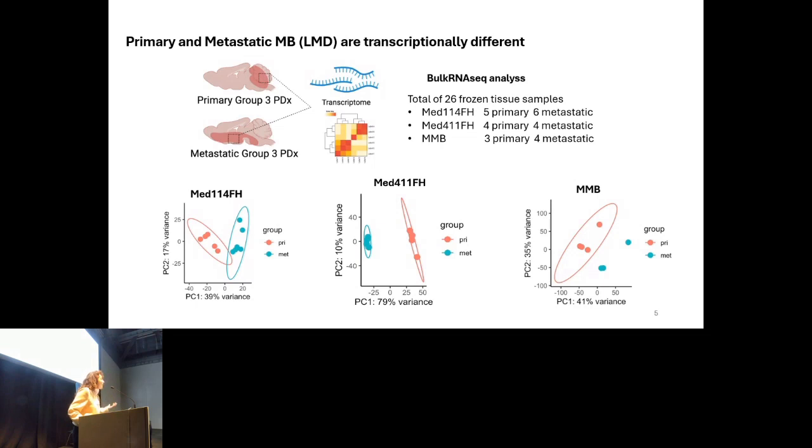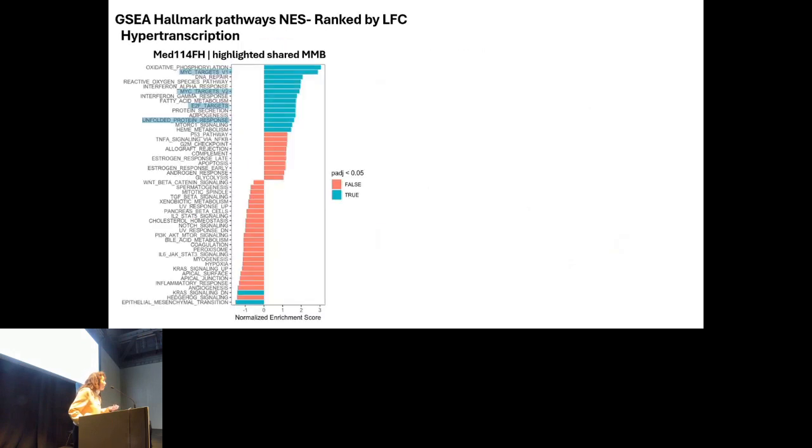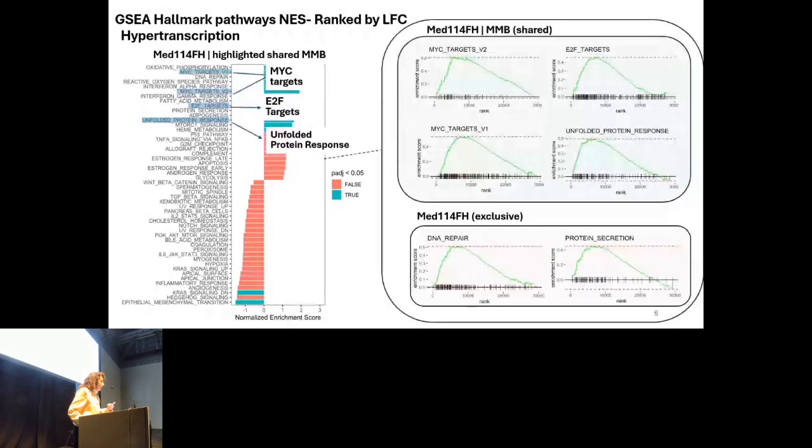Knowing this, we need better strategies to target metastatic medulloblastoma. What we have identified is that in the metastatic compartment, there is an enrichment of several pathways, including MYC targets, the unfolded protein response, and E2F targets. This tells us that these metastatic cells are happy to enhance their translational machinery and make a lot of proteins, something we have called hypertranscription.